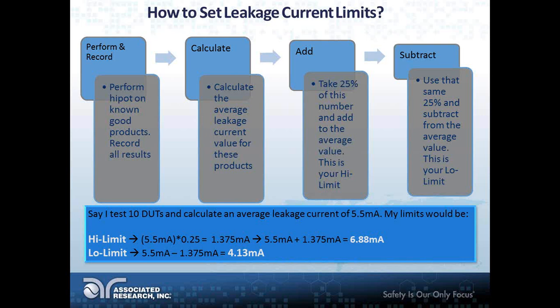And then the low limit, obviously you can see I did the same thing. So now I have a window. I can go in and program my Hipot unit and say, all right, if it strays outside these values, it might not be a failed product, but it's probably something we should look at because it seems a little bit out of the norm from what we've been testing. So this is something to definitely keep in mind when you're setting up a Hipot testing procedure.